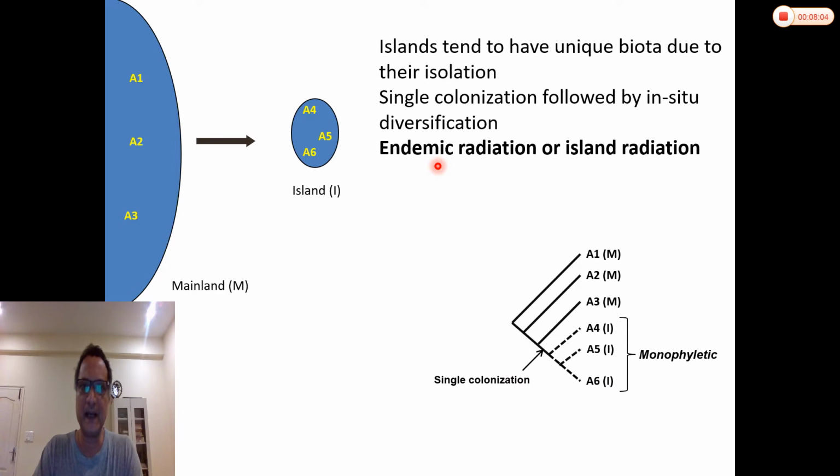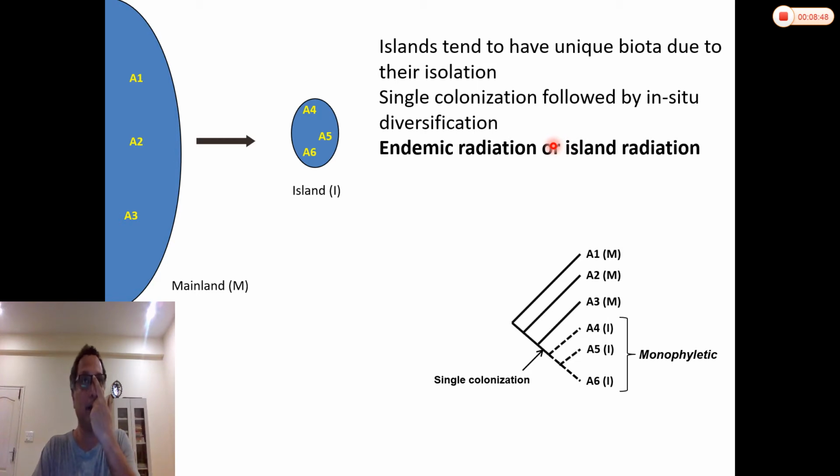But what we see in islands is that islands tend to have unique biota due to their isolation, right? And often after an island is formed, you have colonization of elements from the mainland, and because of isolation, only few lineages make it to the island. So often islands are depopulated. And then, because there are many open niches on the island, what you see is colonization followed by in situ diversification within the island of this lineage into multiple species, right? And these are called island radiations, right?